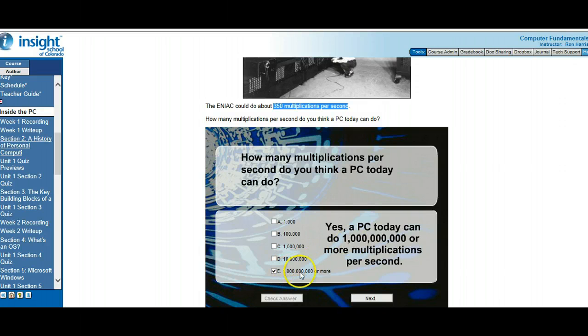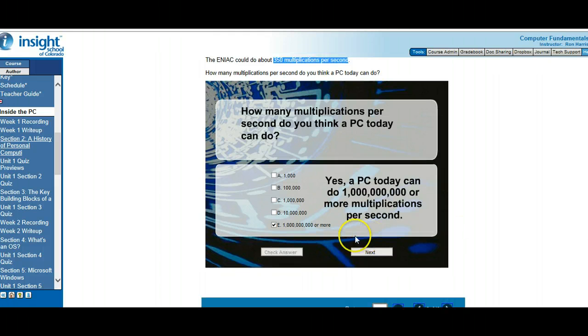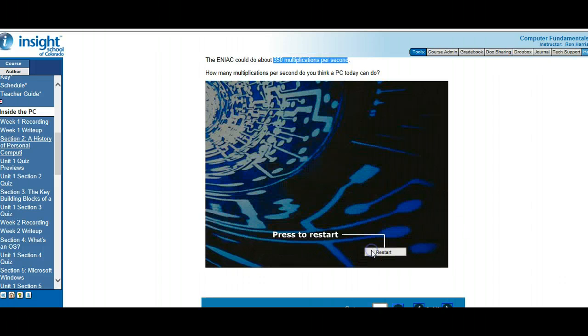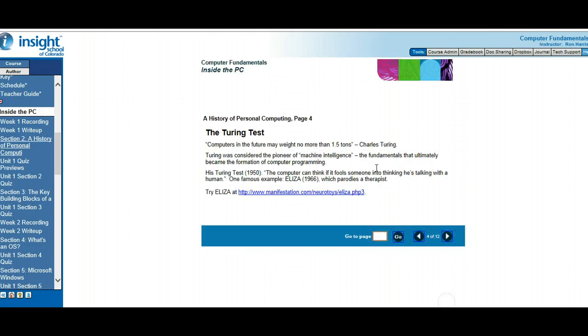So now it does, actually that's a billion or more. So significantly faster than 350 that the one back in the old days could do, right? There are some more questions. You can go through and answer some more questions here. See, oh, that's just one question.